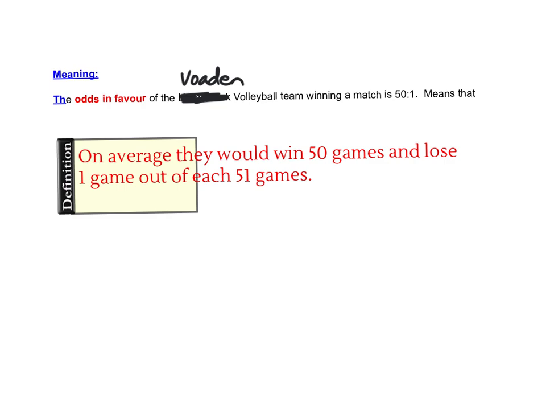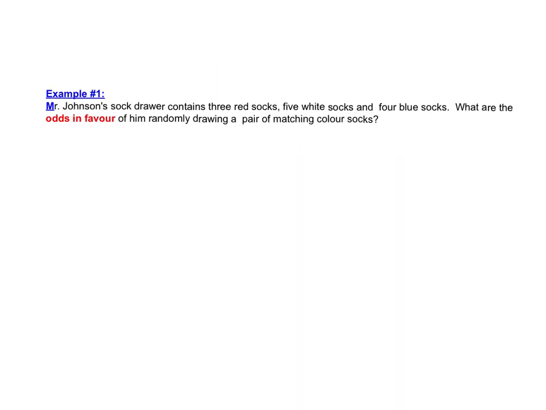Same thing with odds. So if the odds in favor of the Voden volleyball team winning a match is 50-1, it means that, on average, they would win 50 games and only lose 1 out of 51 games, right? So if I have a 50-1 or a 10-2, I have to add those two things together to figure out how many outcomes there would be. So the number of outcomes of an odds is the odds added together.